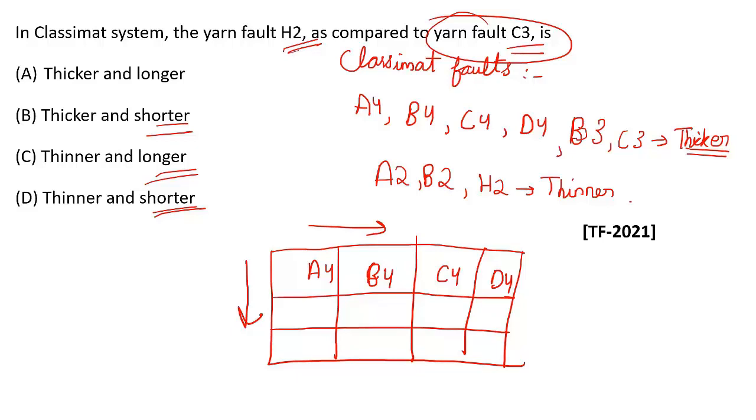So which option would be the correct option? The yarn fault H2 we are talking about is thinner, but it is longer. So option C is the correct option. Now coming to the next question.